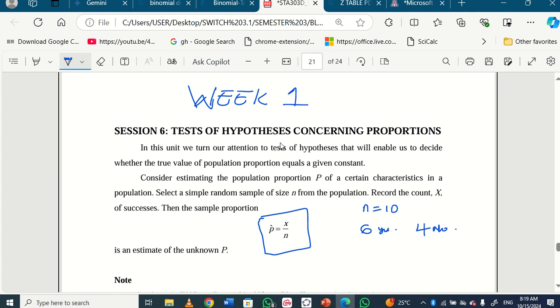Now, if our interest, or the success, is those who said yes, then it means the 6 is going to be the number of successes, and therefore our proportion, which is called p hat, becomes 6 out of the total sample, which is 10. So that is the meaning of p hat. It is the proportion of the successes, or those that we are interested in. Now let us move on.